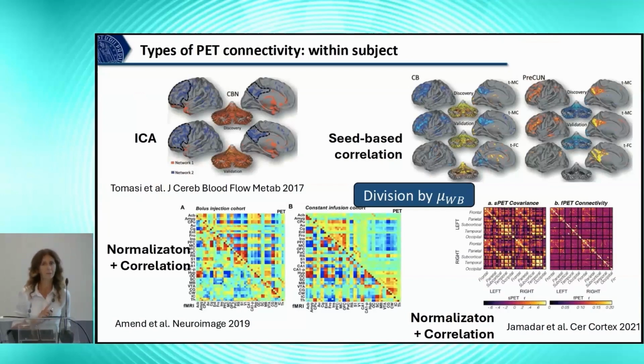Normalization is a big issue in PET, because to normalize we need a reference region. A reference region is really an open question in every PET study. It's not so simple to define a correlation, and we know that if you change the normalization factor, you also modify the network. So it's a simple measure, but the normalization is quite a critical step.